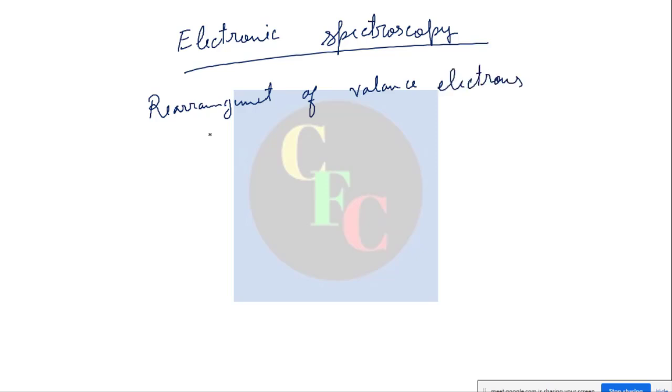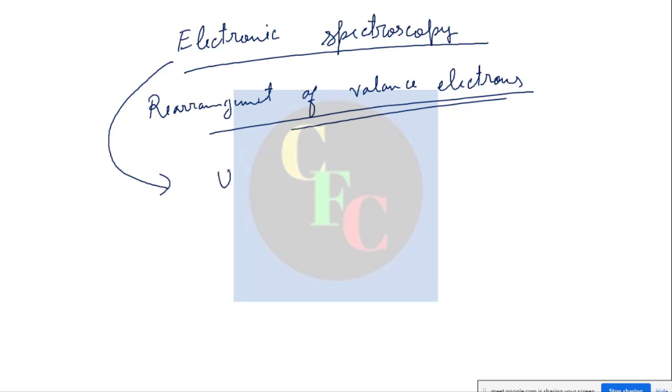Valence electrons, right? They involve rearrangement of valence electrons. That's why they are called electronic spectroscopy. But more commonly, it is called UV visible spectroscopy. Why? Because these electronic transitions occur in the UV region and the visible region.